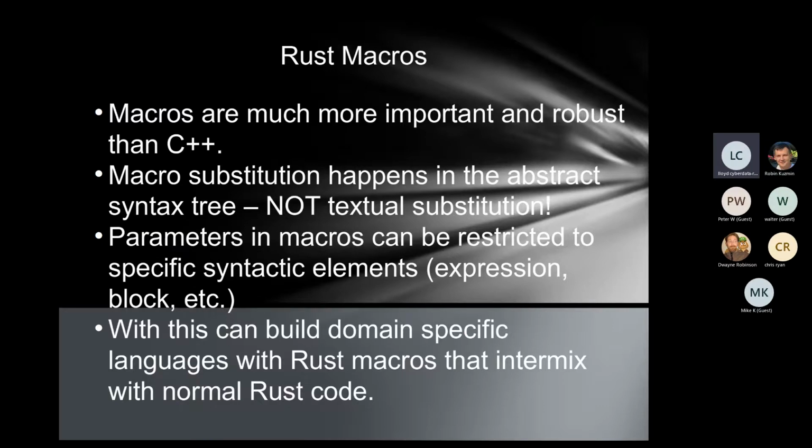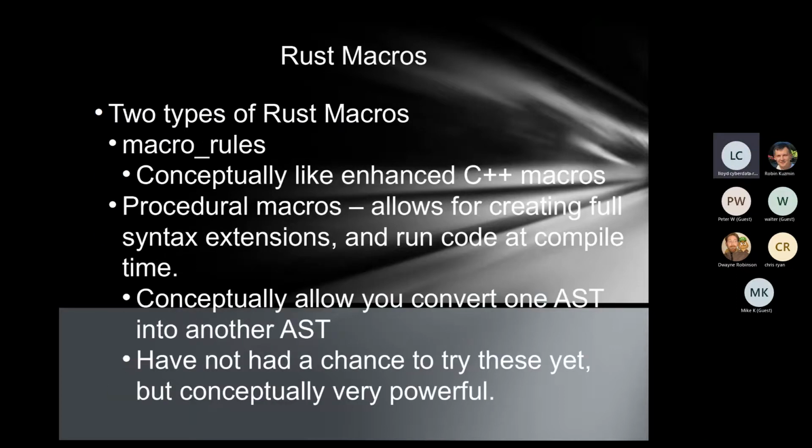There's a second, I've jumped ahead a little bit. So macro rules is the one I've been talking about. The other type of macro is a procedural macro. The procedural macro in Rust essentially takes a stream of tokens and emits a stream of tokens. You can do whatever you want with this.